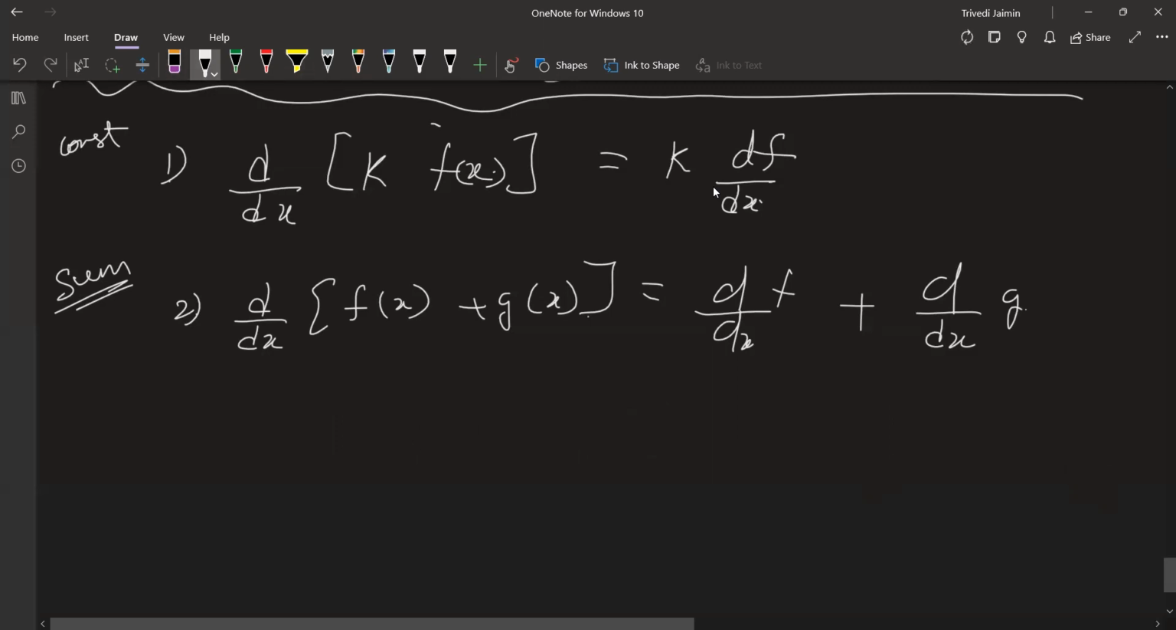Yes, sir. Okay, then product. Samarth, what is product rule? Sir, u dash v plus v dash u. Yes, f dash x g x plus g dash x f x. Not plus, sorry, product.